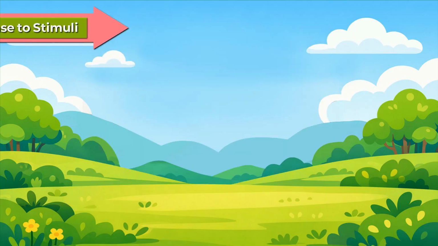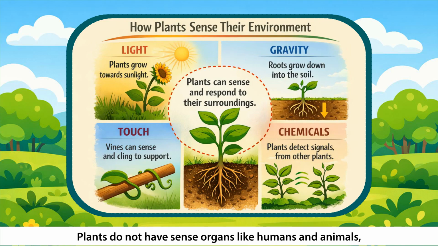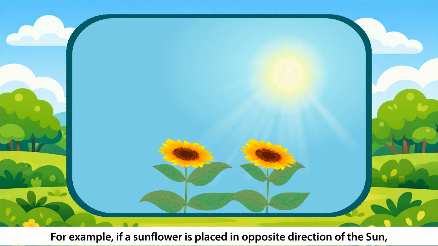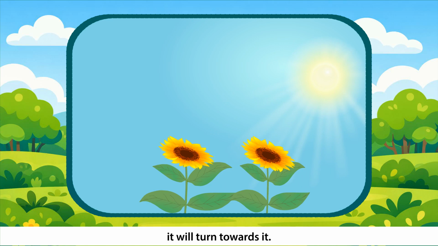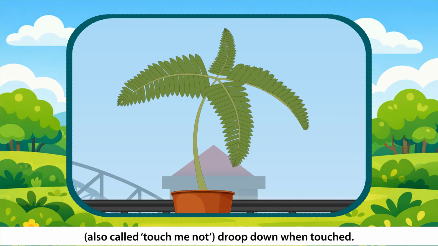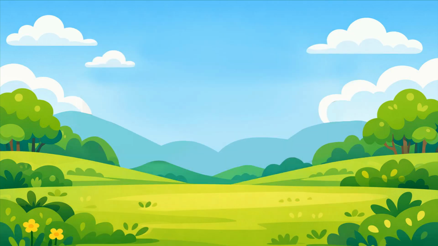Response to stimuli. Plants do not have sense organs like humans and animals, but they can still sense changes around them. For example, if a sunflower is placed in the opposite direction of the sun, it will turn towards it. Similarly, the leaves of a mimosa plant, also called touch-me-not, droop down when touched.